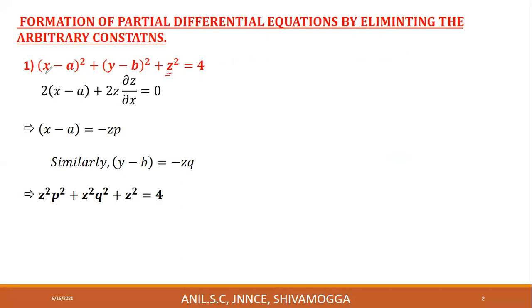This z is a function of these two variables x and y, like this: z = f(x, y). a and b are arbitrary constants. We have to eliminate these two constants, a and b. By eliminating a and b, we have to construct the partial differential equation.